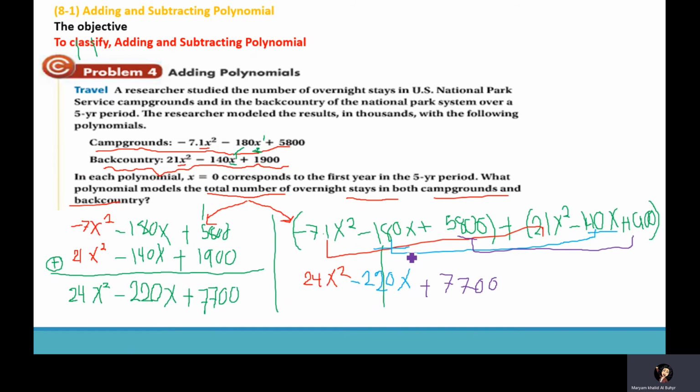And that's it. By the way, here I thought that this is 7 only, but it's 7.1. So once you subtract them, that will be 13.9. Even here, it's going to be 13.9. Even this number is wrong.